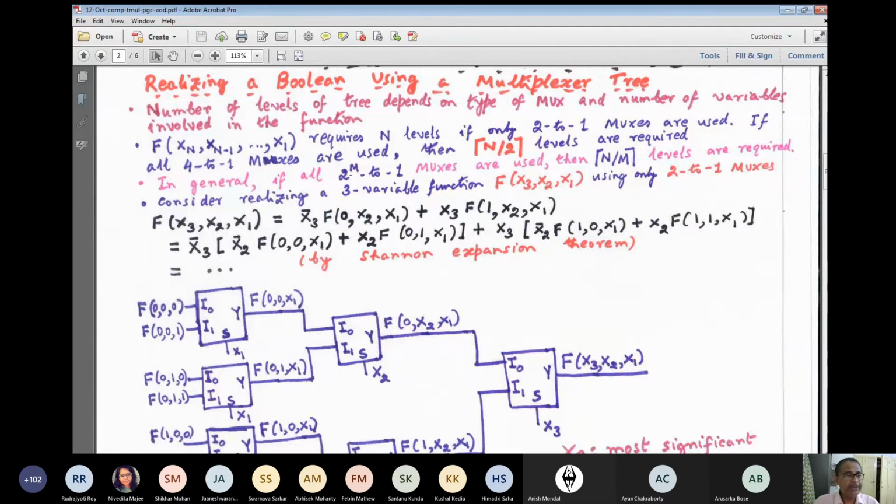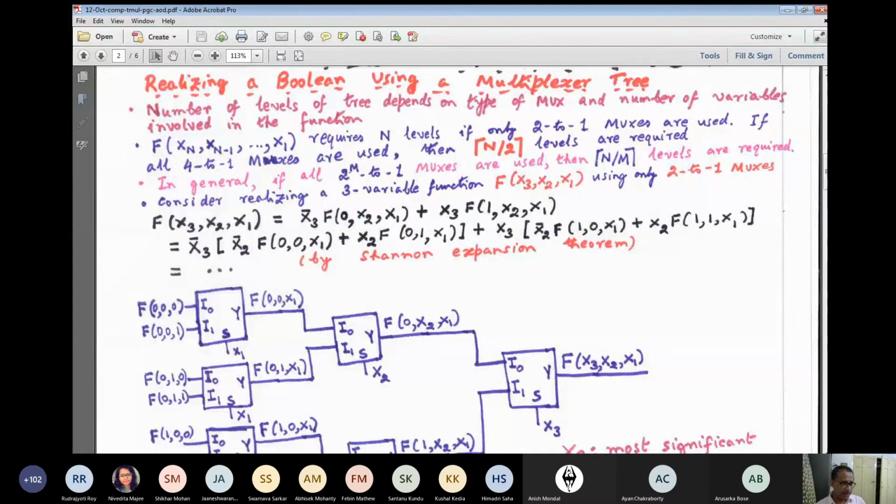In general, if only 2 to the power m to 1 multiplexers are used, then I require the ceiling of n by m levels. Let me clarify the problem. Suppose n is the total number of variables. Suppose I have to implement a 9 variable function. That means n equals 9. And what is m? m is, say, 2, that is 2 squared to 1, which means 4 to 1. So n equals 9, m equals 2. Then how many levels are required? 9 by 2 equals 4.5, so I require 5.